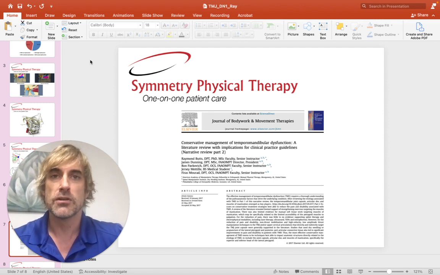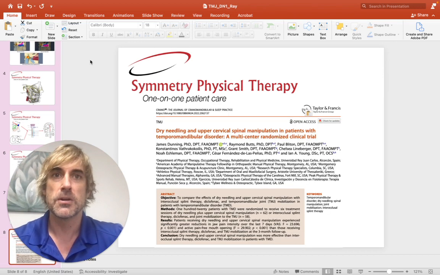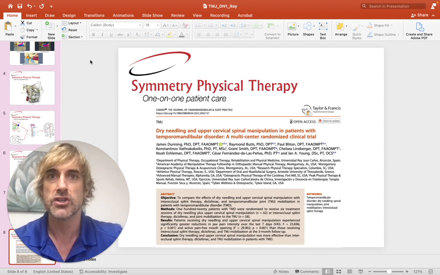manipulation of the upper cervical spine, Wind-back Tekar therapy, and electric dry needling. We actually recently published a paper on 120 patients with temporomandibular dysfunction and found that cervical manipulation and dry needling was superior to interocclusal splint therapy, prescription medicine, and temporomandibular joint mobilization.